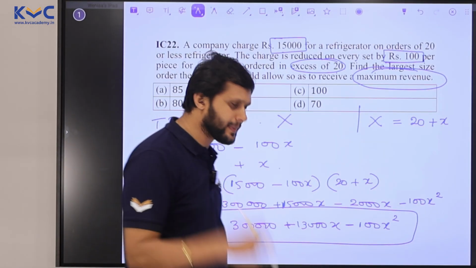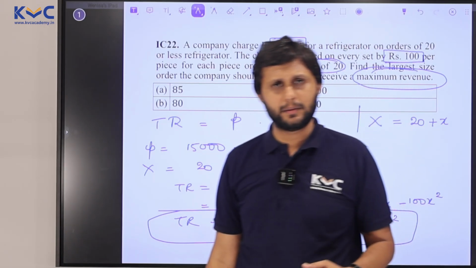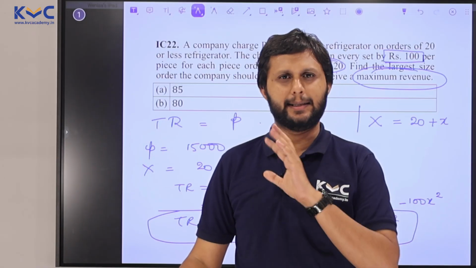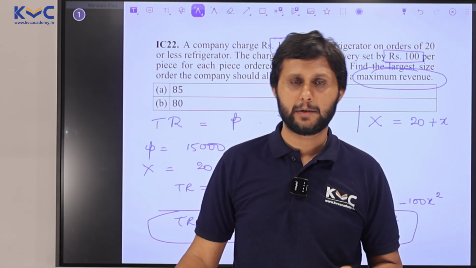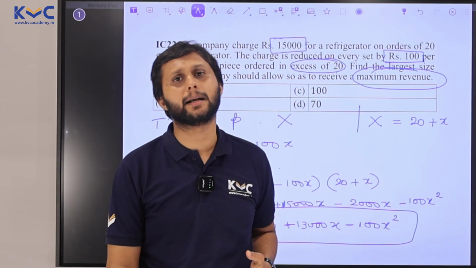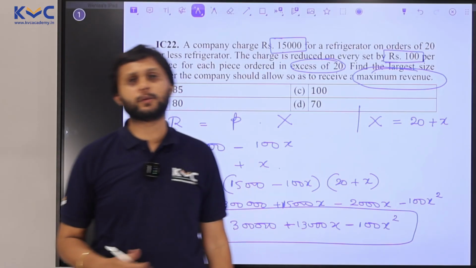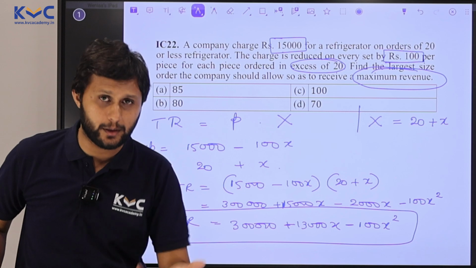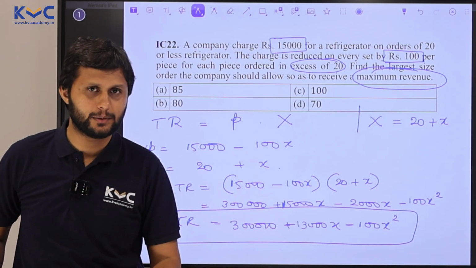Now when do we get this maximum revenue? See, if at all the 21st unit will cost us 15,000 minus 100. Correct? Every unit after the first one, we will reduce the price. 15,000 minus 100 is 14,900. The following unit will be 14,800. The next unit will be 14,700. So it goes on and on, and at some point, it is going to reach 0.